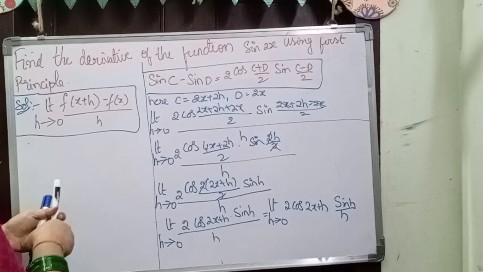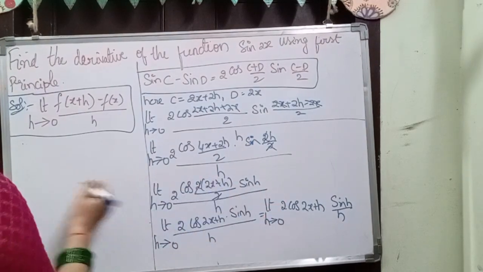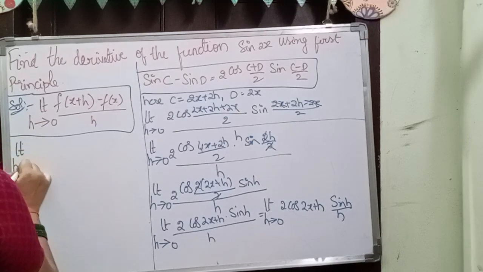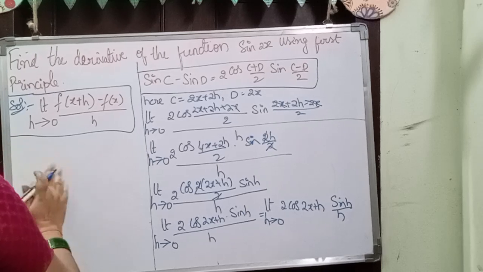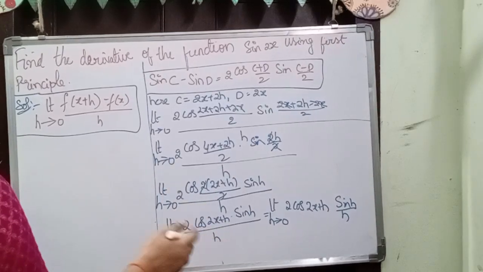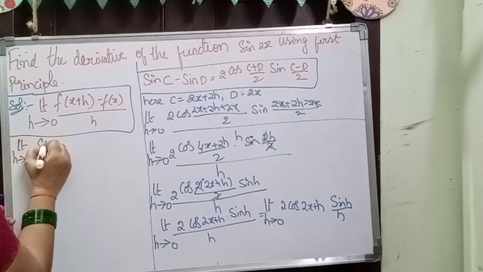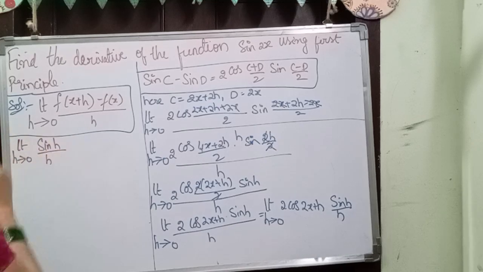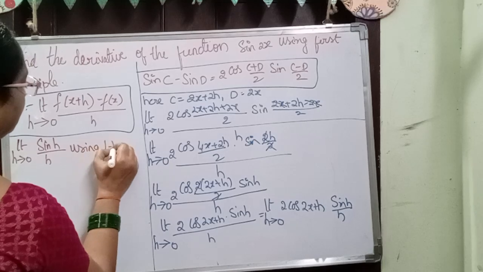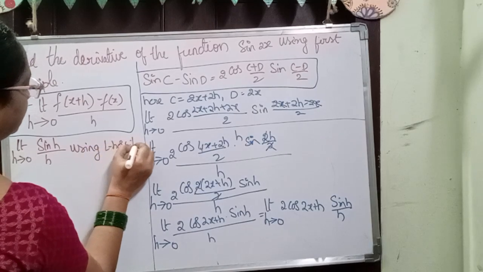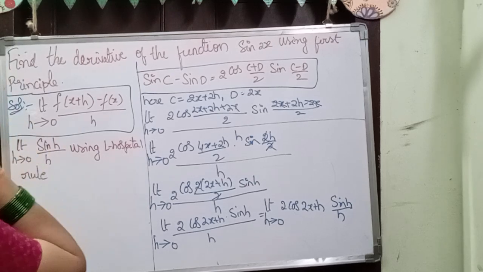What we will get here? Limit h tends to 0 means substitute 0 in that. Before that, limit h tends to 0 of sin h by h. Here we will use L'Hospital's rule.